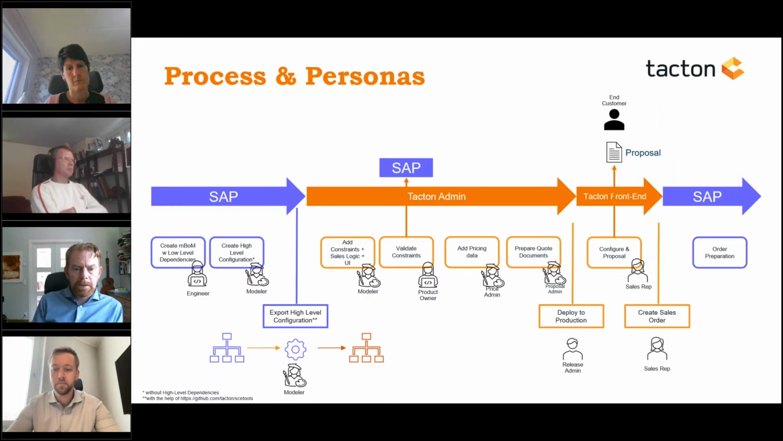If we look into the process, the typical administration process starts in SAP. An engineer will create a low-level configuration with the low-level dependencies. The modeler will create a high-level configuration, but in this case you won't need to add the high-level dependencies, because those will be added in Tacton. When the high-level configuration with the characteristic values is done, it will be exported using our standard APIs into Tacton. And then the modeler continues by adding the constraints, the sales logic, and the user interface. The product owner will then validate that the constraints are correct, and that then needs to be validated against SAP, because you want to see that the end result will be correct.